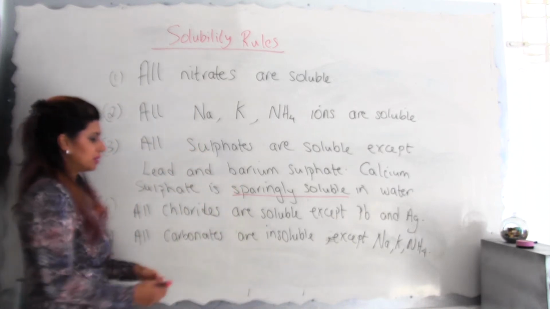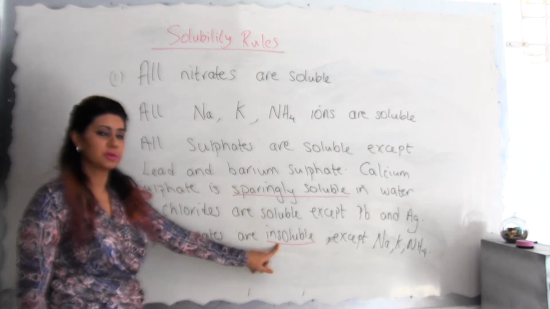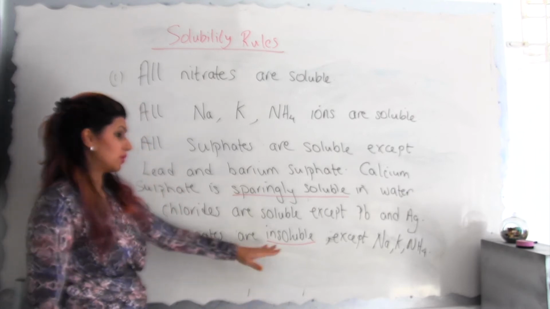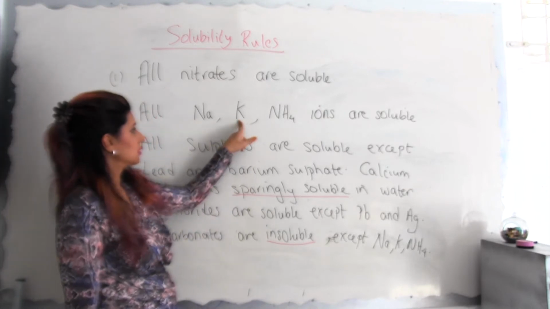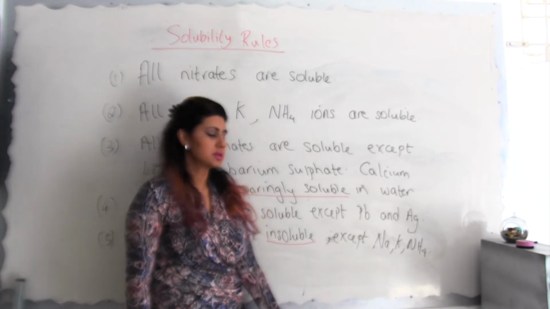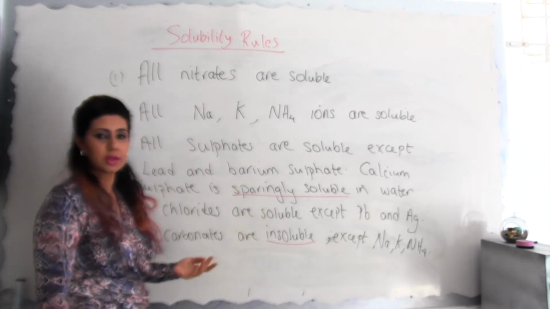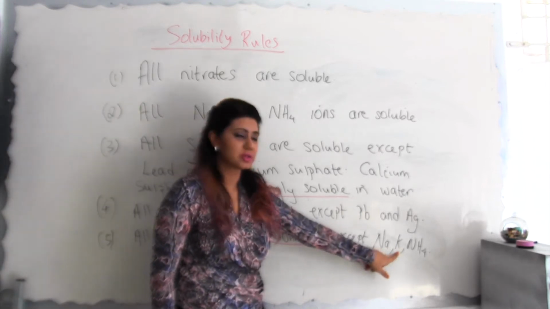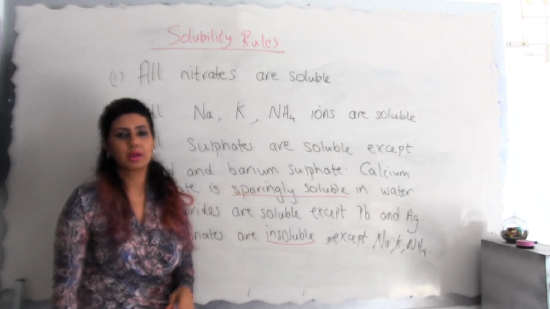Then all the carbonates, now just make sure you don't forget. We were talking about all of them being soluble with exceptions, but for carbonates they are all insoluble, except the three we mentioned, which will be soluble. So copper carbonate is insoluble, magnesium carbonate is insoluble, but potassium carbonate is soluble, because all potassium salts are soluble.